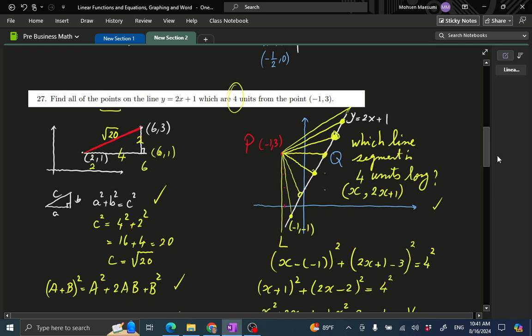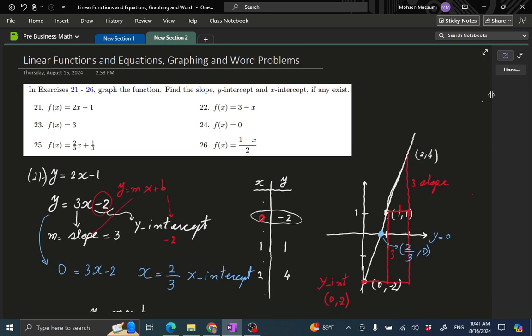So what did we learn today? Linear functions and equations. We learned about their graphing and various types of word problems related to that.